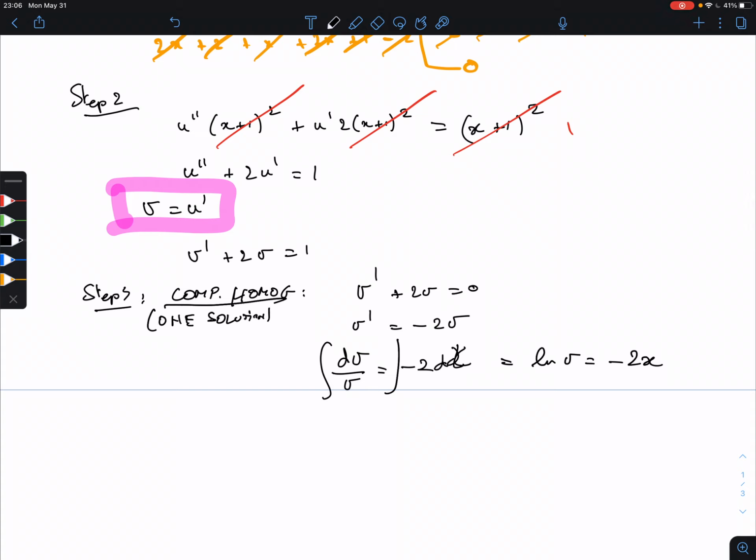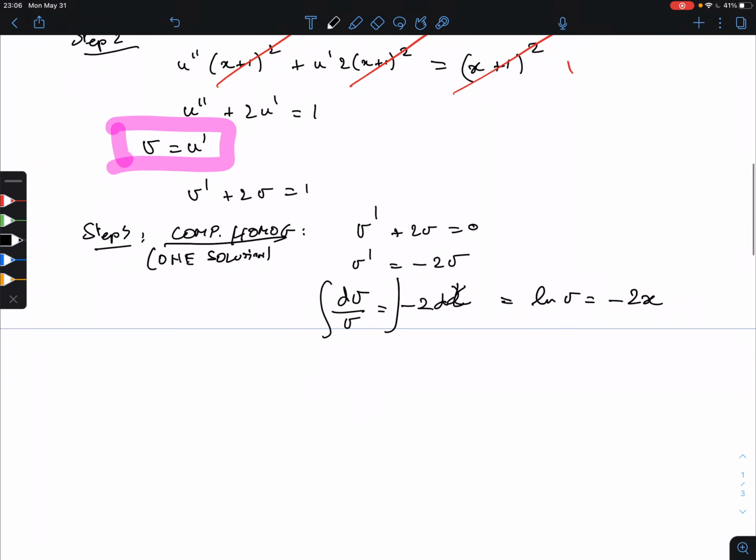I know it's very confusing. Do we want one or do we want all of them? Okay, so this is fine. I don't need a constant here, and so then I see that, taking the exponentials, v is e to the minus 2x. Great. What next?